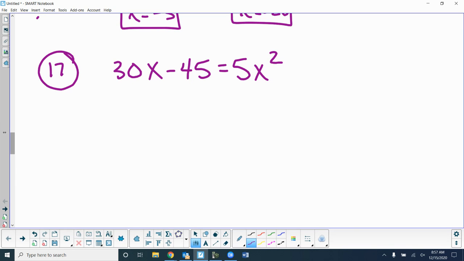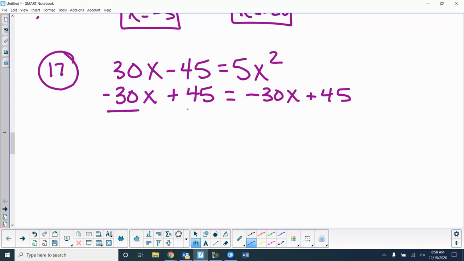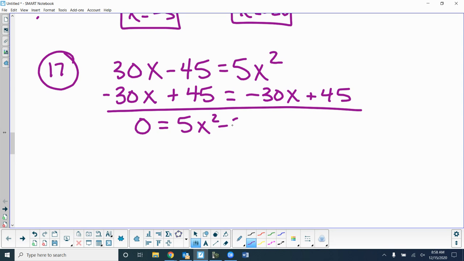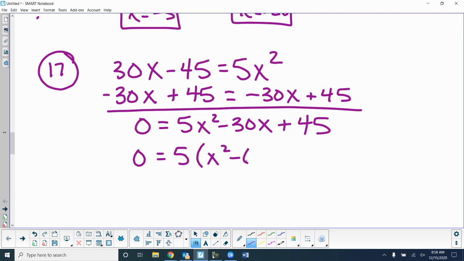So anyway, I want it equal to 0, and I like my A to be positive. So I'm taking the 30x and the 45 from the left side and putting it on the right side. So over here's the 0, instead of where normally we put it. And my 5x squared minus 30x plus 45. Is there a GCF when I'm factoring for this one? Yeah, 5. So pull the 5 out. Get x squared minus 6x plus 9.